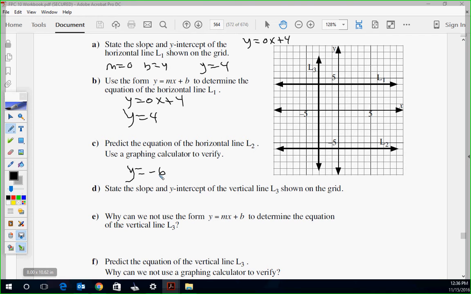Say the slope and y-intercept of line 3. Line 3, we talked about the slope is what? Undefined. It's so steep we can't define it. It's straight up and down. There is no y-intercept. So why can we not use slope-intercept form? Well, it doesn't have a slope. It doesn't have a y-intercept, so that's pointless. We don't have m or b.